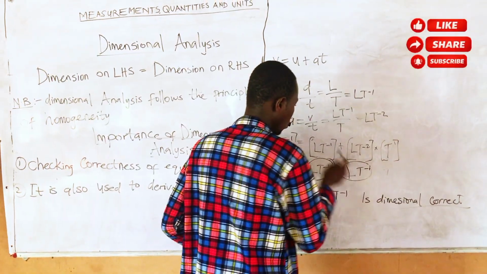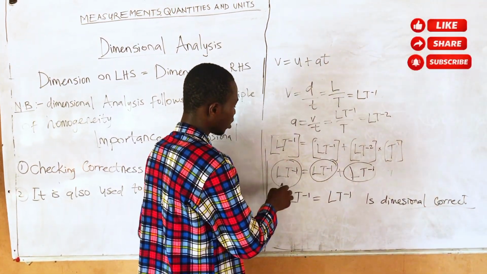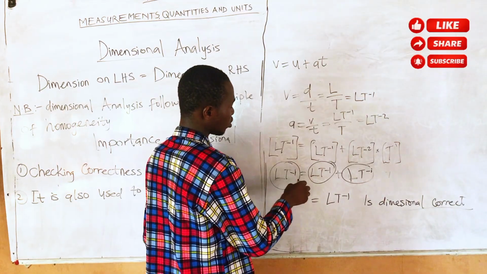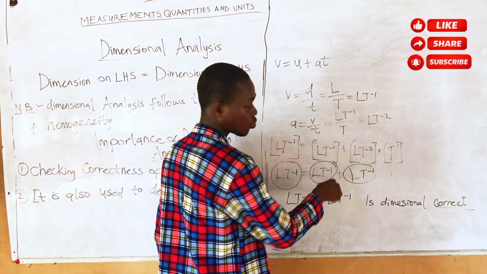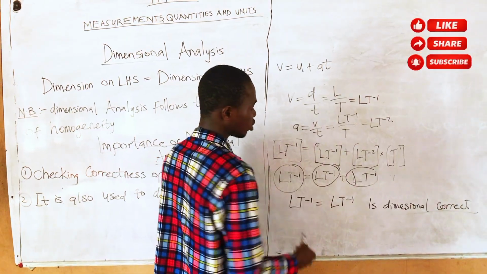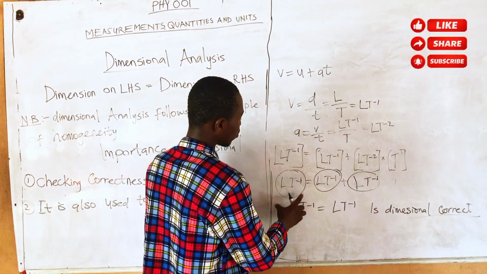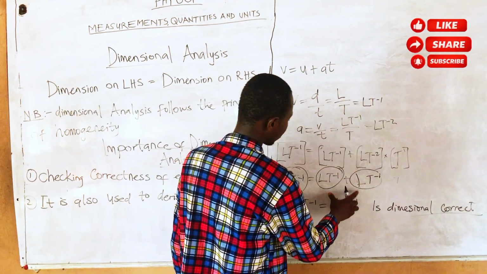Okay, since in this equation we are having LT raised to power minus 1, and also here LT raised to power minus 1, and also here LT raised to power minus 1, that means this equation is what? Dimensionally correct. That means we are having the same quantity on this side and on this side.